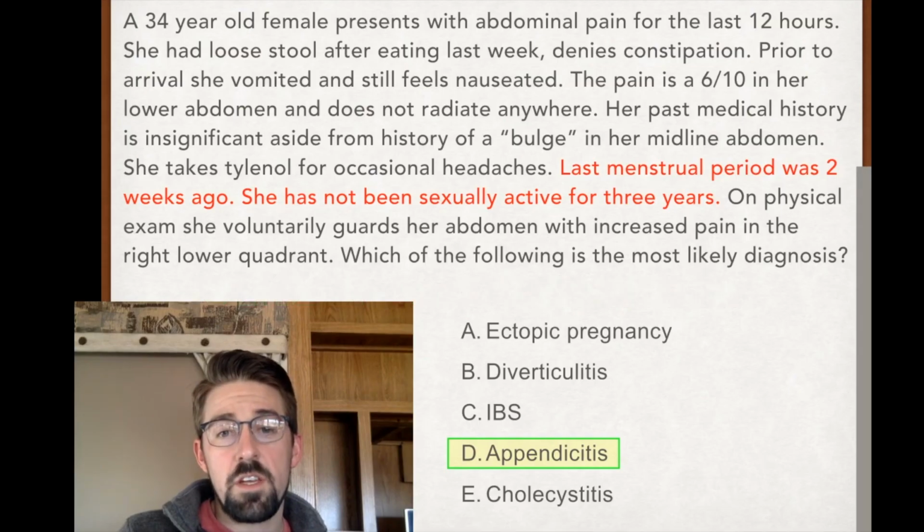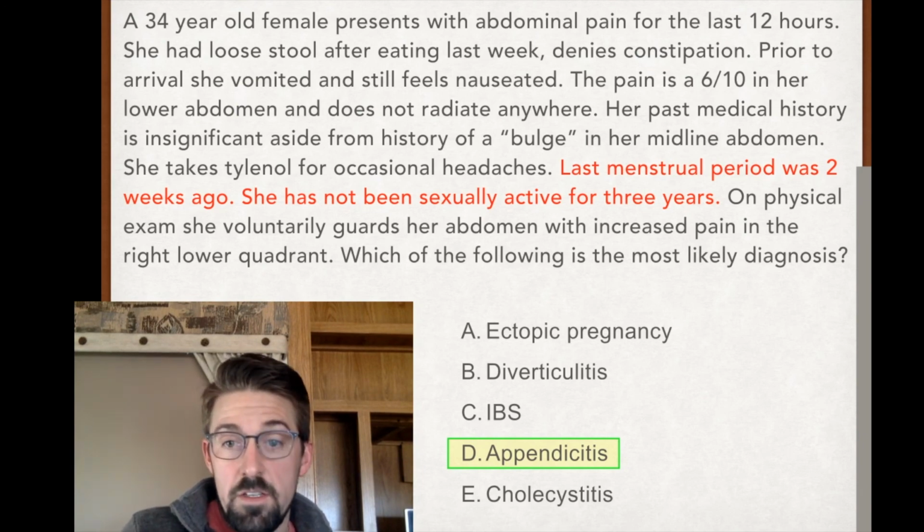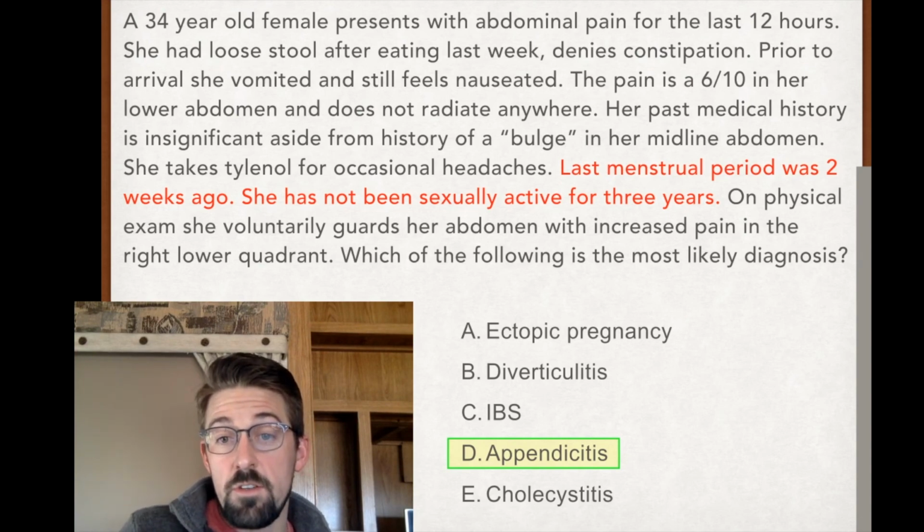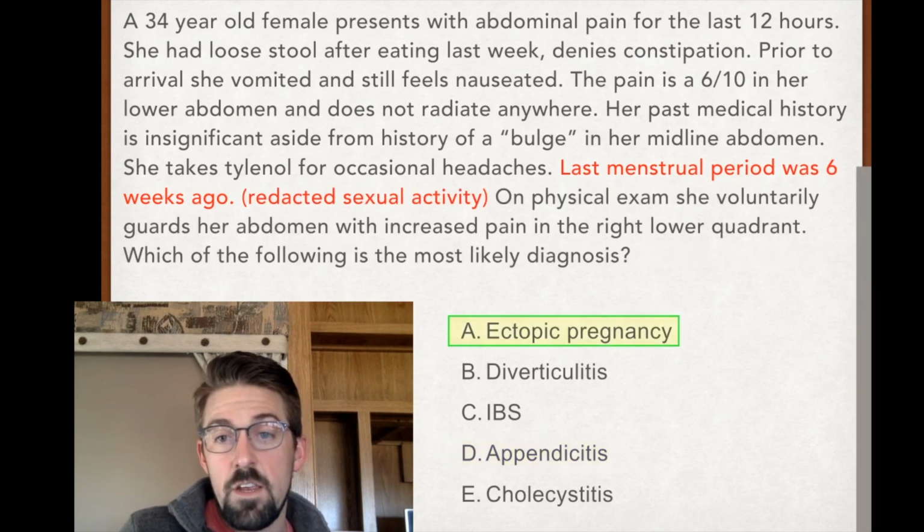So your job as a test writer is to change the answer of this question. So let's change it to ectopic pregnancy. How do we do that? We just need to change this given information. Last menstrual period was 2 weeks ago. She's not been sexually active for 3 years. Instead, let's say her last menstrual period was 6 weeks ago, and let's redact the sexual activity altogether.